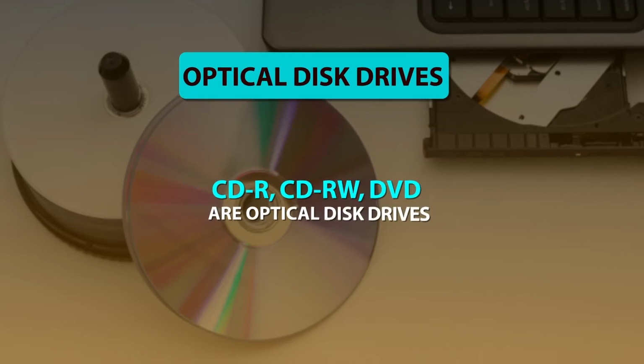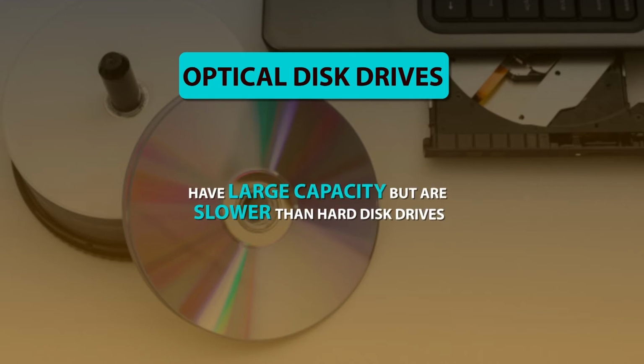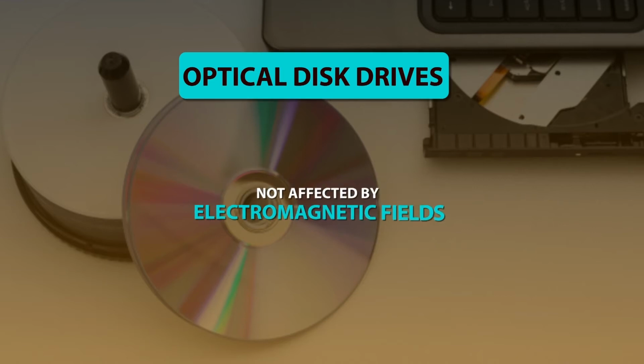A CD or compact disc read only, a compact disc read write, and a digital video disc are all optical discs. They have much larger capacity than most hard disks. They are not affected by electromagnetic fields, unlike hard disks. A hard disk can get damaged if it is subjected to a strong magnetic field, but optical discs store data in a different way, and hence they are not affected by magnetic fields.